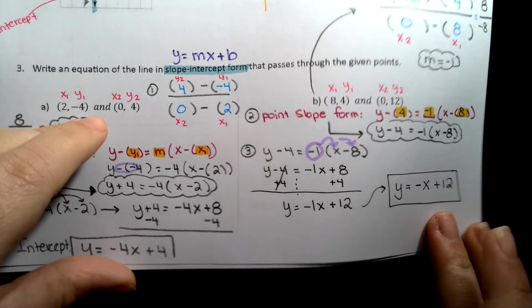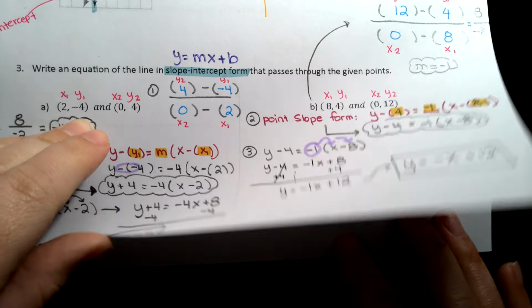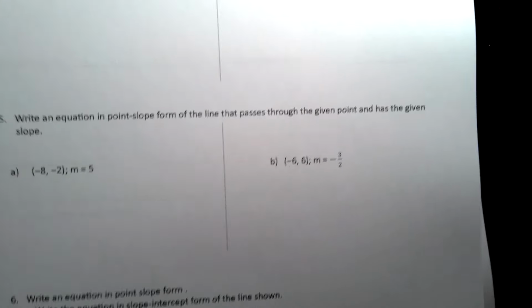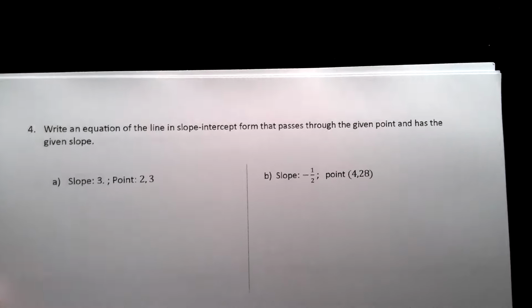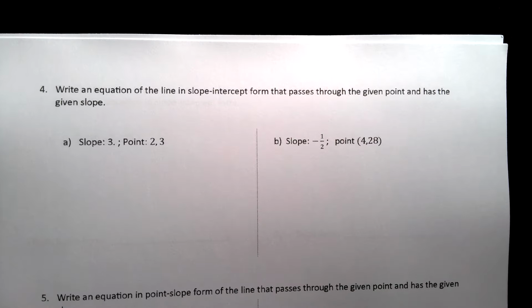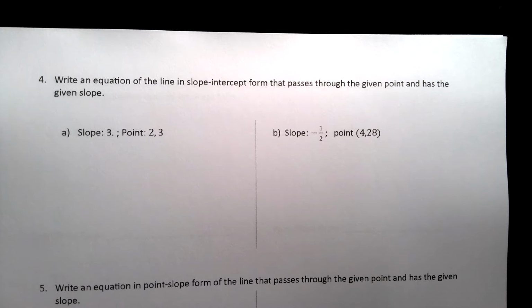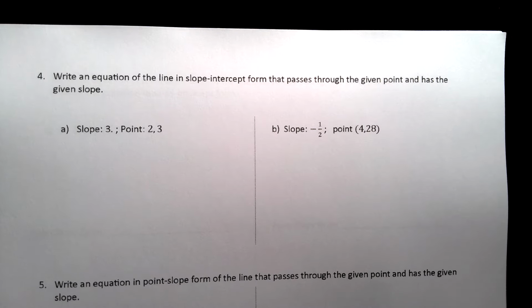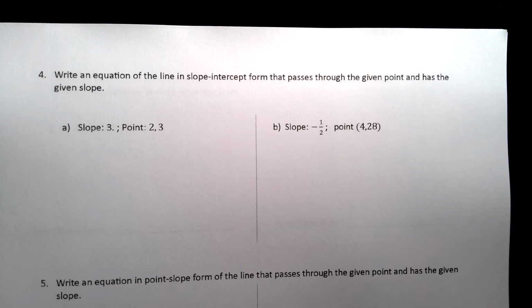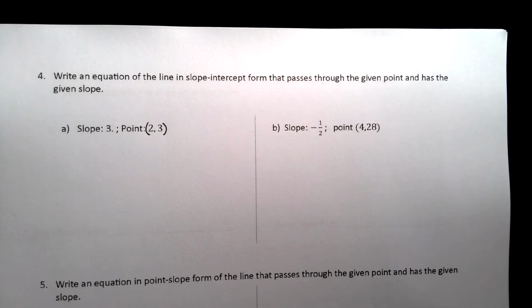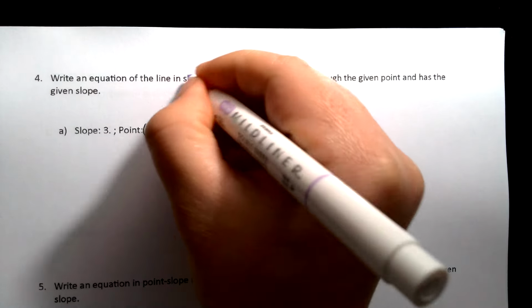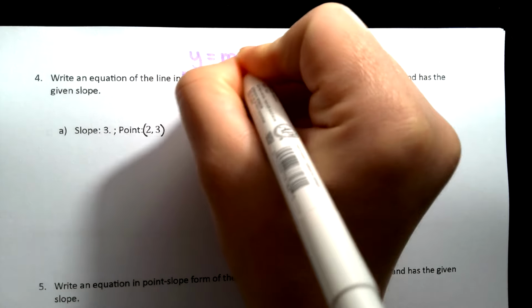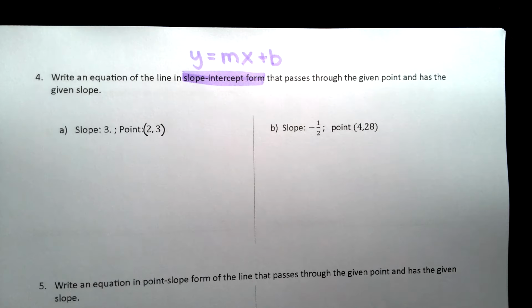Okay, moving on. Question number 3. Or I guess question number 4. We just did number 3. Question number 4, write an equation in slope-intercept form that passes through the given point and has the given slope. All right, well, same thing as before. These are missing parentheses. Let's put those in. What do they want? They want slope-intercept form. So this is y equals mx plus b. And we are given a point and we are given a slope.